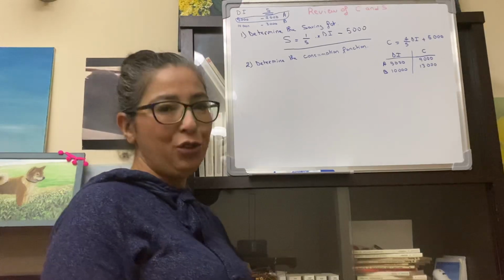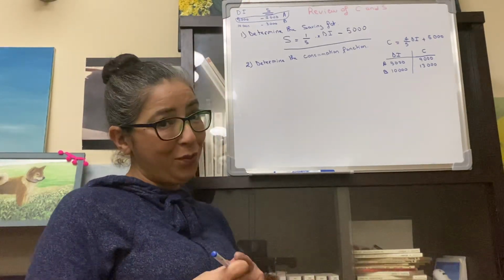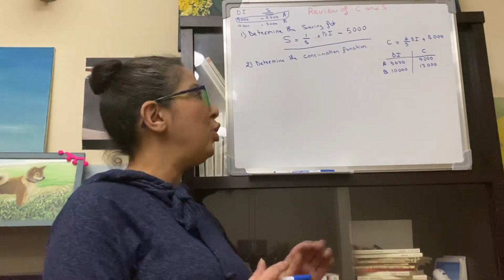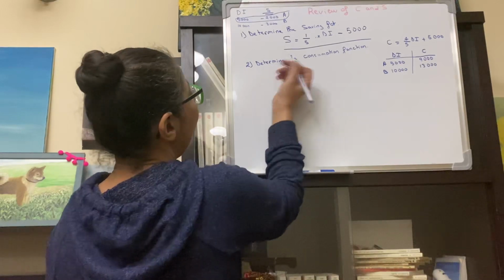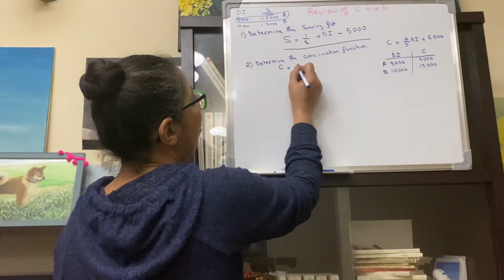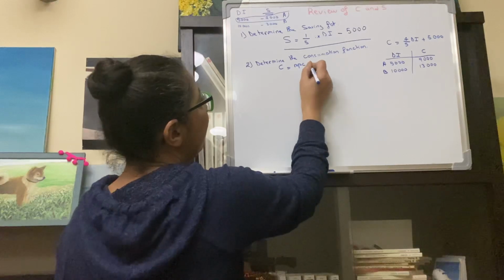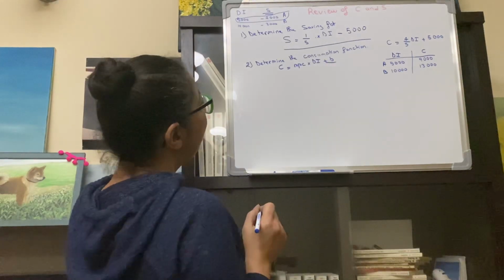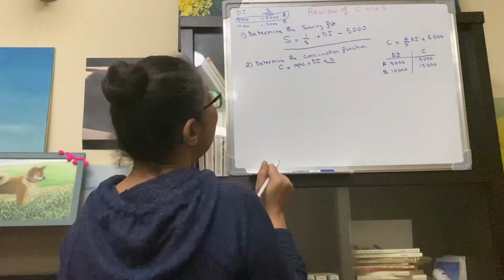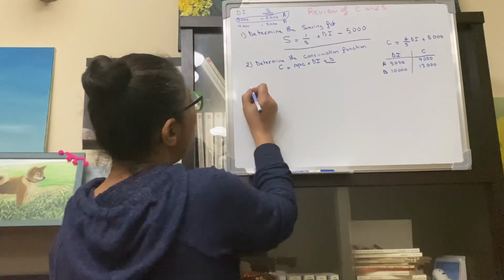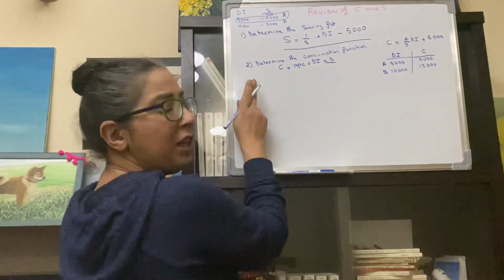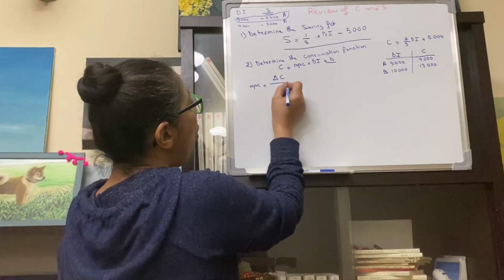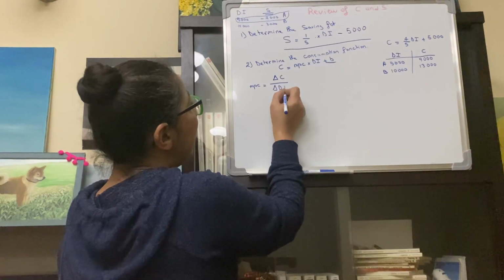So now what do we have to do? We calculate the slope, which is our MPC, marginal propensity to consume. So C is equal to MPC times DI plus another constant B, not the same one, of course. So we calculate MPC, which is the slope of the consumption function. It's going to be equal to delta C over delta DI.